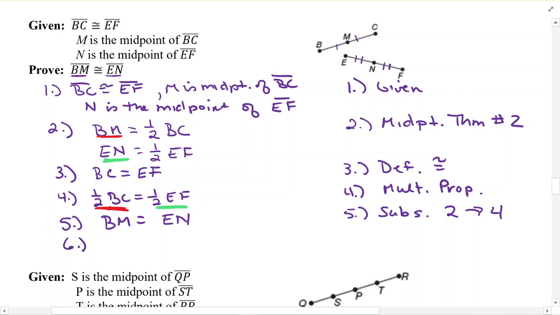We were asked to prove that they were congruent, so we need one more step. So BM is congruent to EN, and that's the definition of congruence.